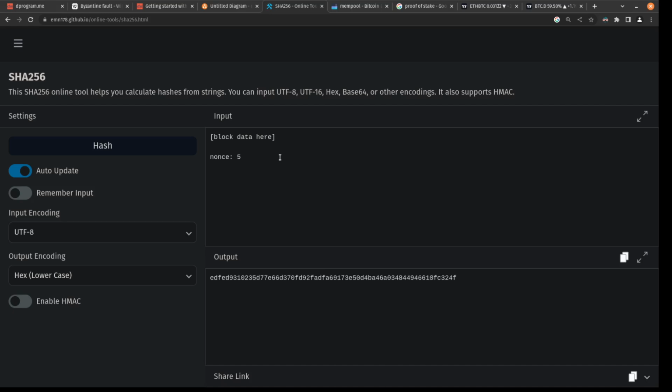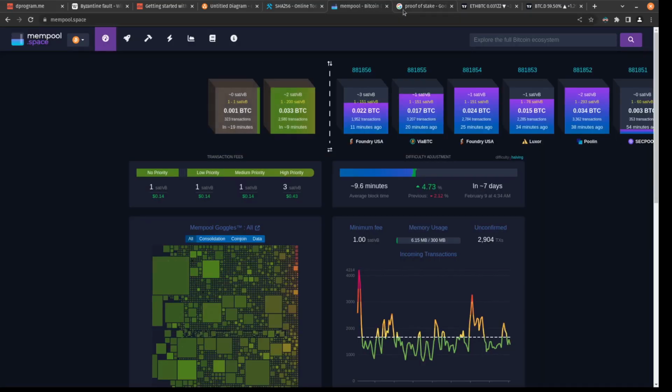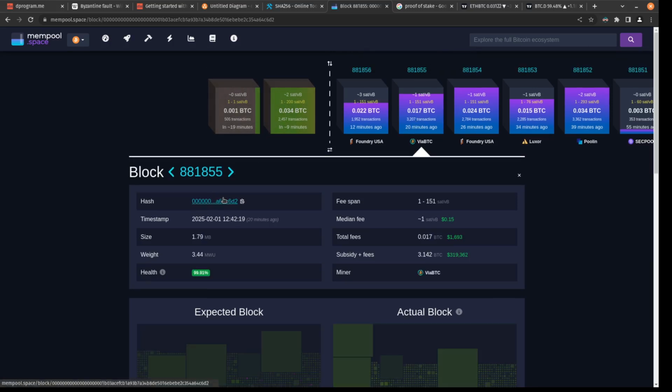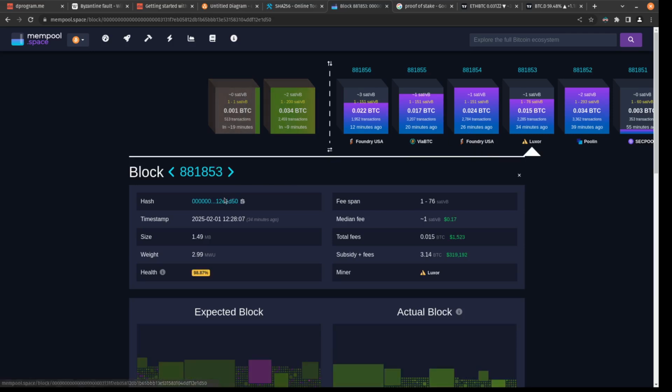But if you look at the actual Bitcoin network here, if we go to mempool.space, we could analyze the most recent block, and you'll see that the block hash starts with all these zeros, right? How hard do you think it was for us to find a nonce that yields this hash? That's astronomically hard. And you can see it happens block after block after block. Every 10 minutes this is happening.